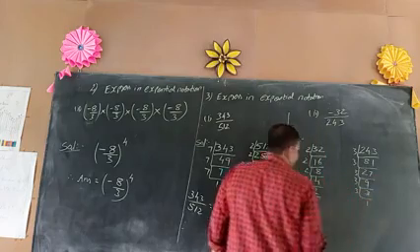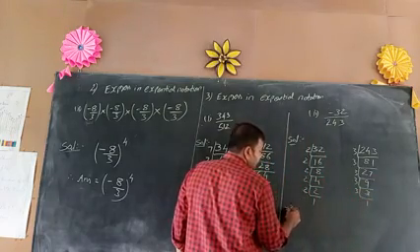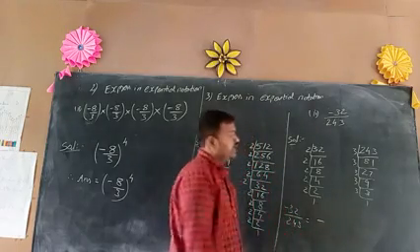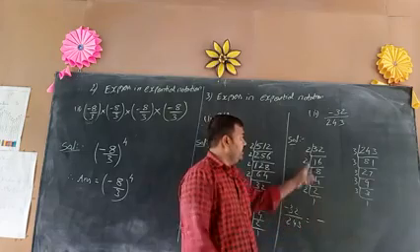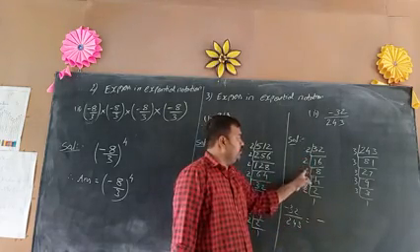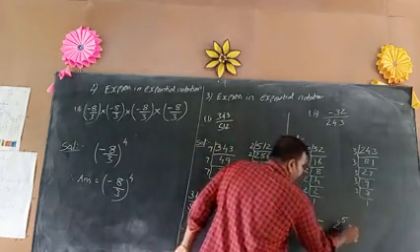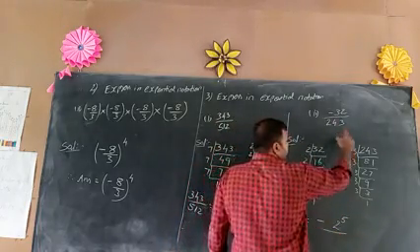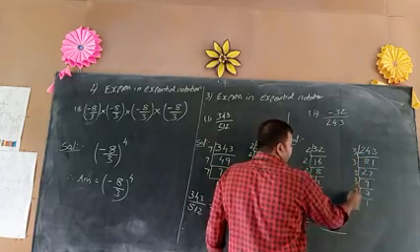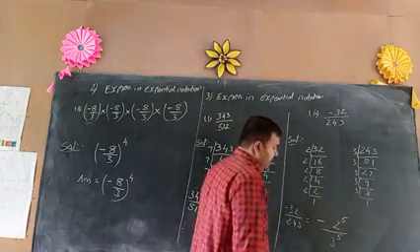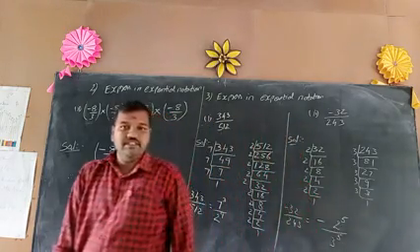3 table 1 time. Now it is changed as 32 by 243 is equal to minus, and we have to keep like that only. So 2 how many times? 1, 2, 3, 4, 5. 2 came for 5 times. So write it as 2 power 5 by this 243 means 1, 2, 3, 4, 5. 3 power 5 times. So this is the answer for this sum.